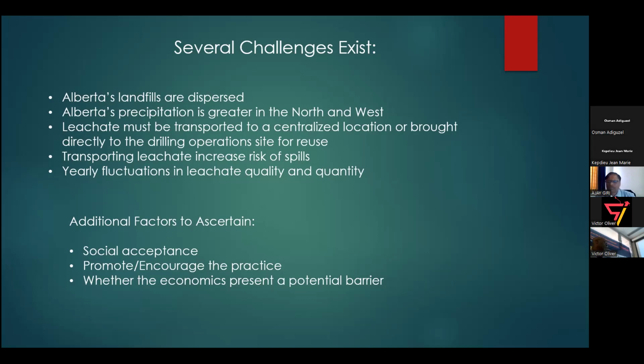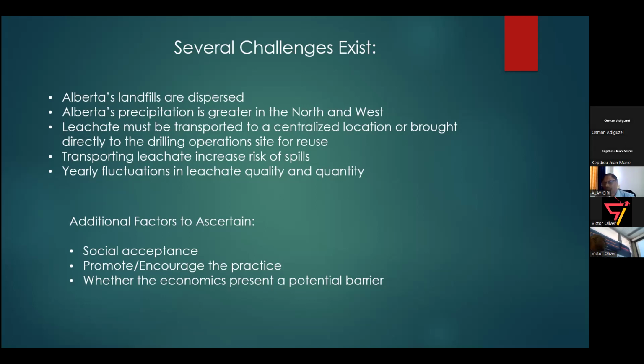And also from the economic standpoint, I think that makes sense, because the cost of using fresh water is extremely expensive, and therefore with wastewater the cost will be very minimal.